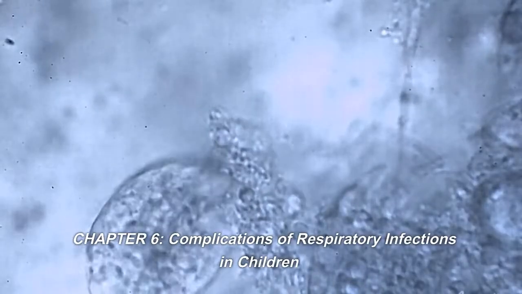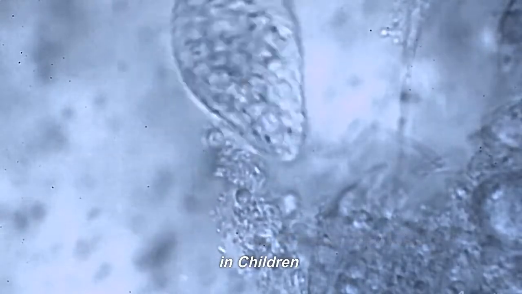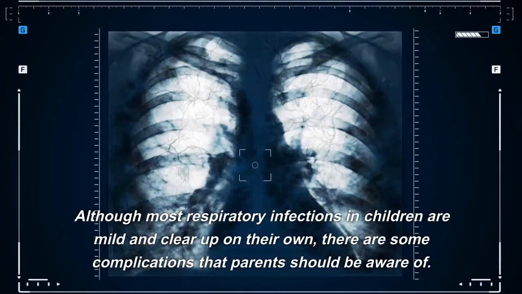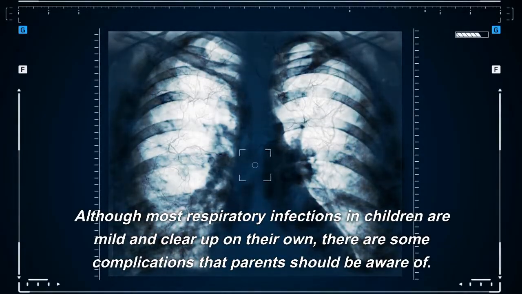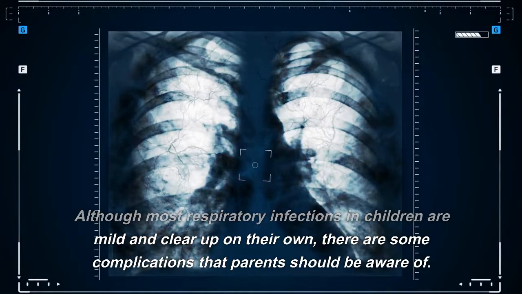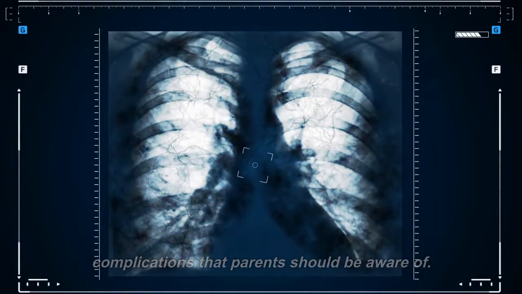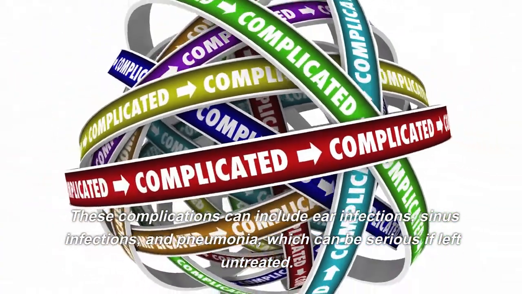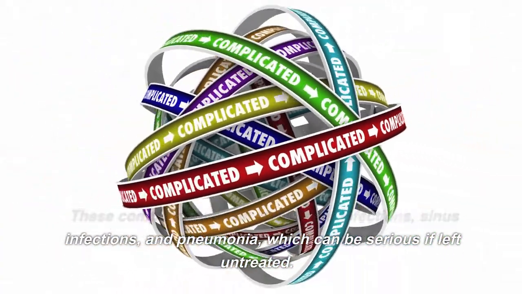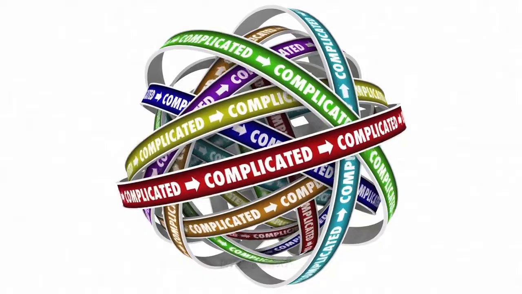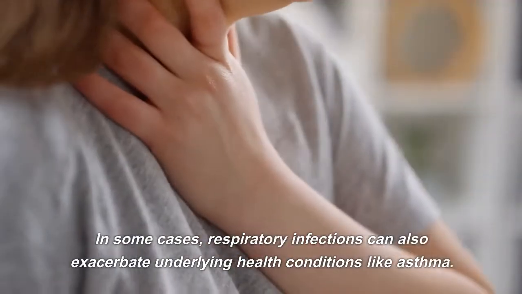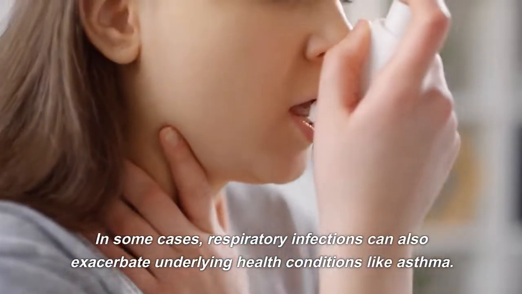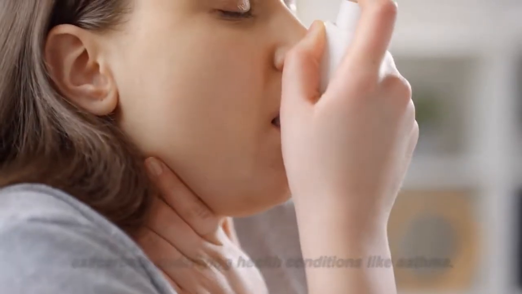Chapter 6. Complications of respiratory infections in children. Although most respiratory infections in children are mild and clear up on their own, there are some complications that parents should be aware of. These complications can include ear infections, sinus infections, and pneumonia, which can be serious if left untreated. In some cases, respiratory infections can also exacerbate underlying health conditions like asthma.